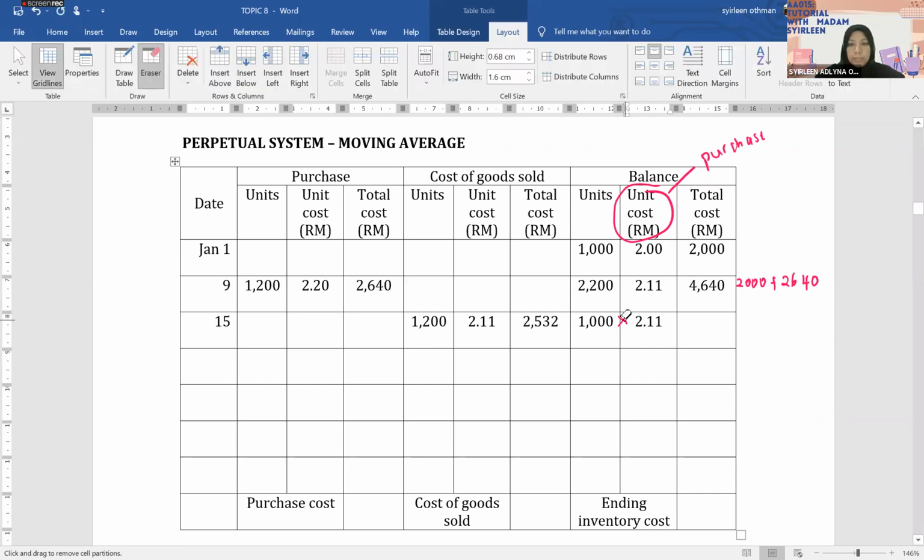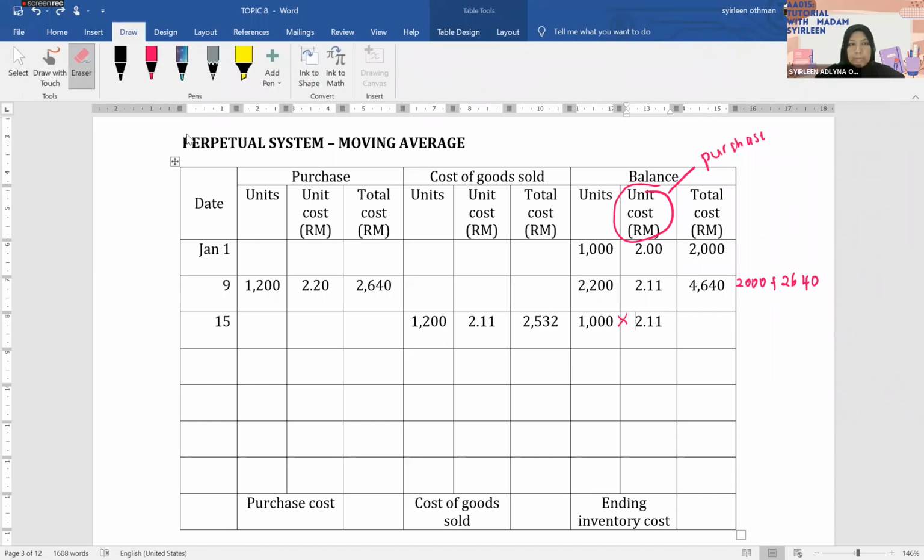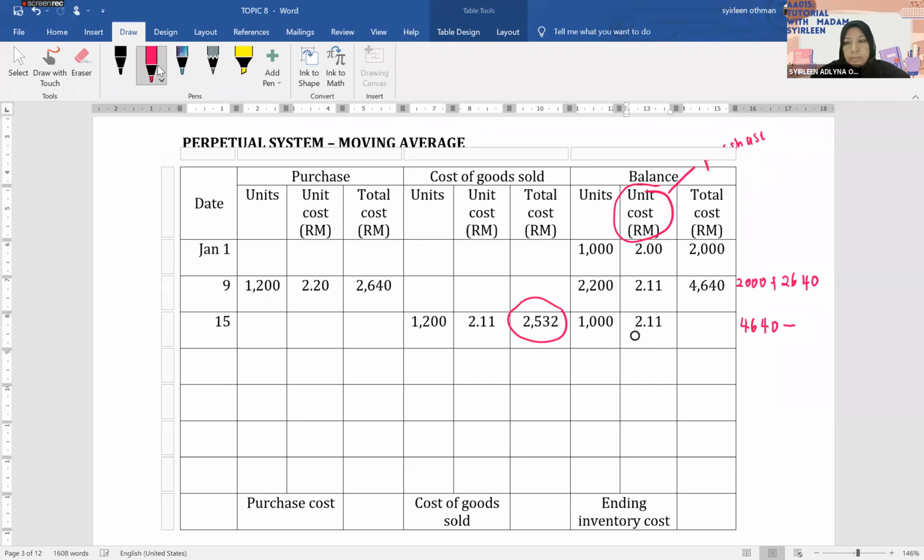Okay, sebab tadi you kena ingat, you round up the figures. So, when you round up the figures, dia punya total tu lari sikit sebenarnya. So, instead of darab, you just tolak saja. So, balance dekat sini will be, okay, just now I have 4,640. So, madam akan minus the one that I sold lah, which is 2,532. Okay, yang ni kena hati-hati ya.